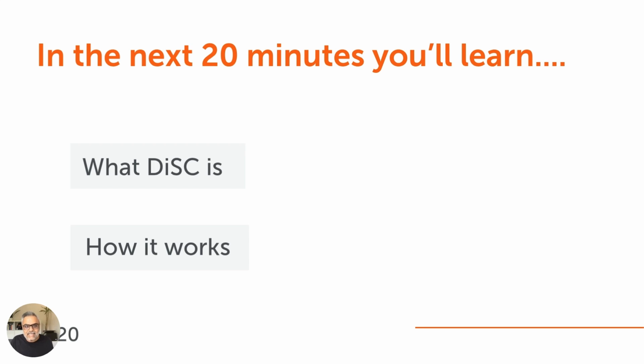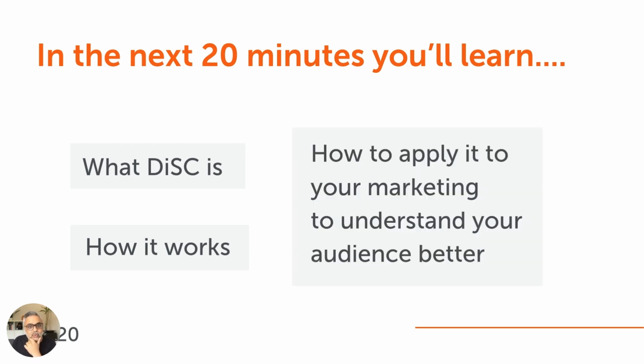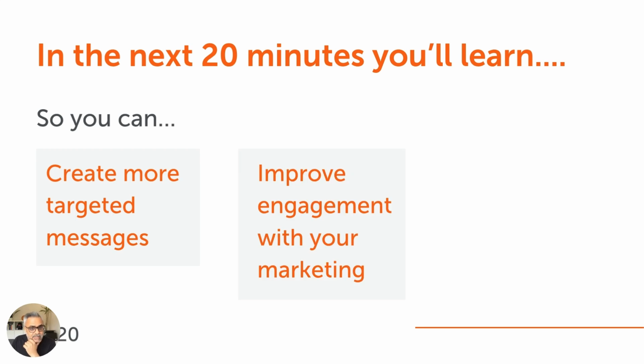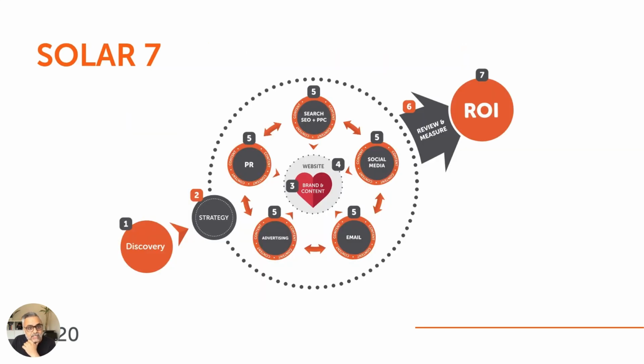Now, in the next 20 minutes, you'll learn what DiSC is, how it works, and how to apply it to your marketing to understand your audience better so that you can create more targeted messages, improve engagement with your marketing, and create stronger connections. Now, before I go into that, I want to talk about Solar 7. Solar 7 is a model that we've created, and it's not reinventing the wheel. It's just about the process that you go through in marketing to get to return on investment.